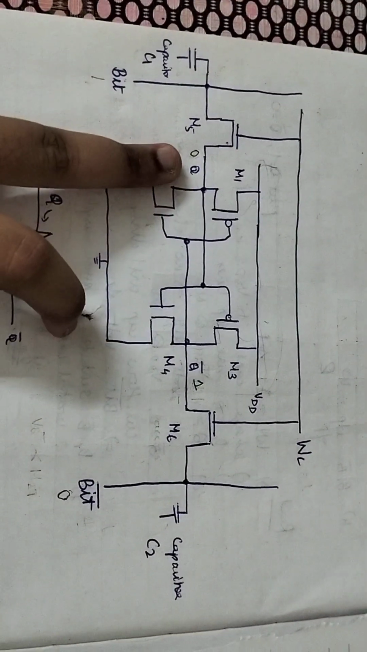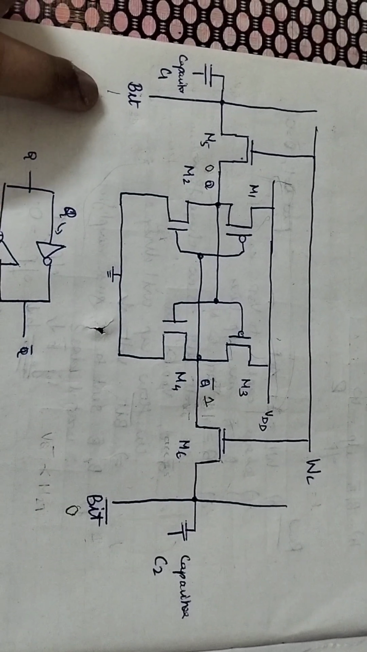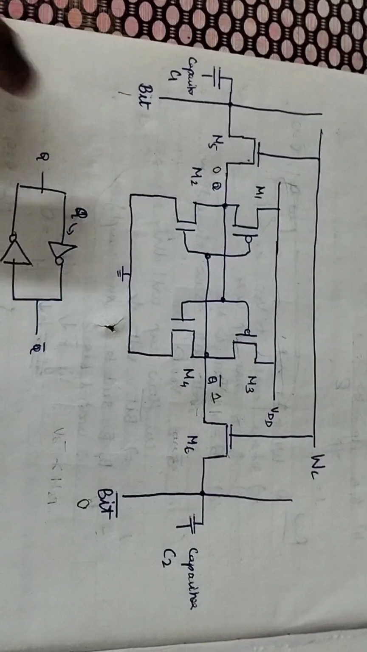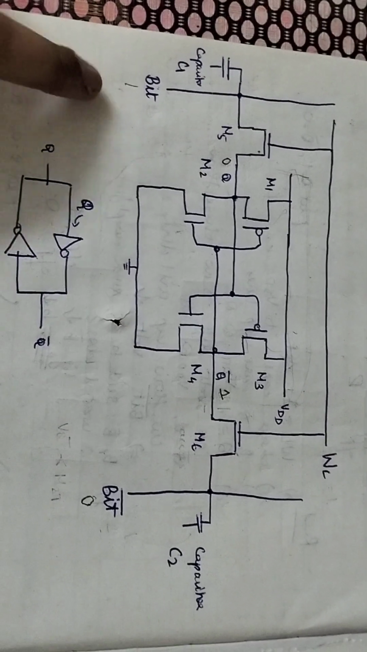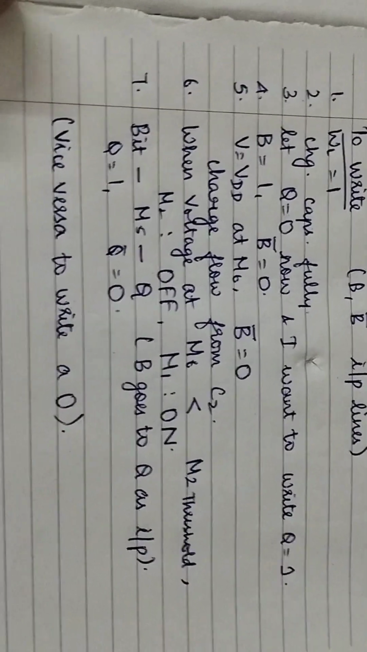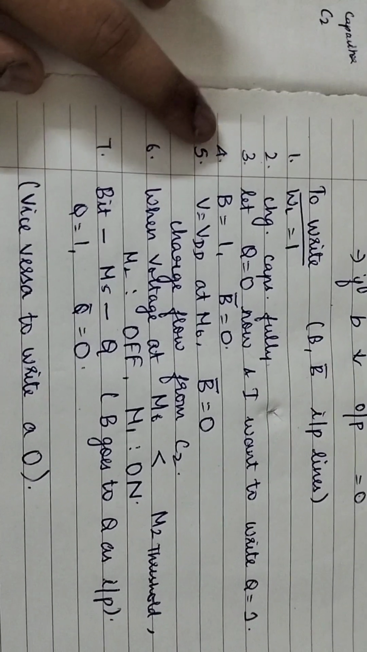So now Q is currently a 0, Q bar is a 1. I want to write the value 1. So I set bit equals 1 and bit complement equals 0. So whatever value I want to write, I will set that as bit and its complement at bit complement. Fine. So that was step number 4, bit equals 1, bit complement equals 0.